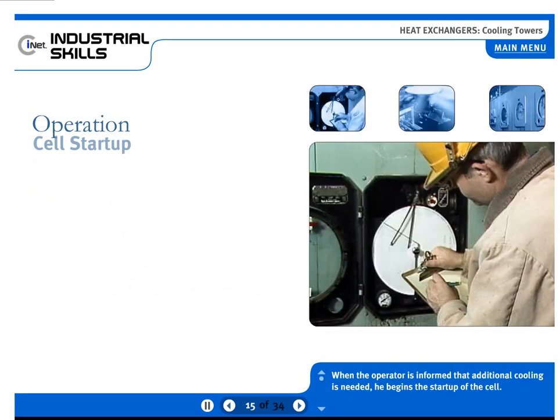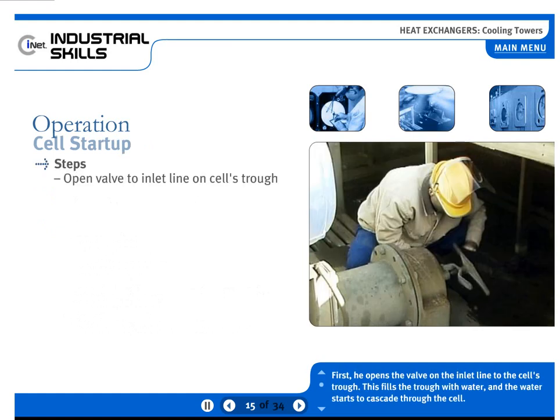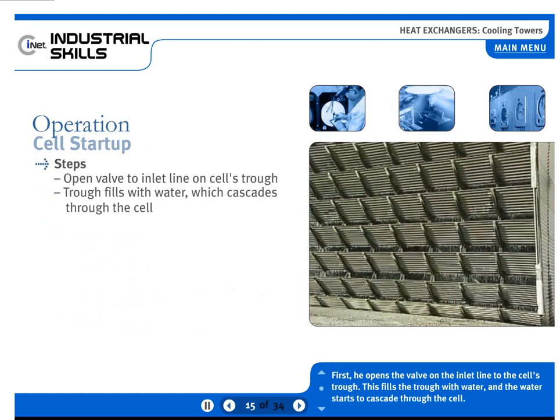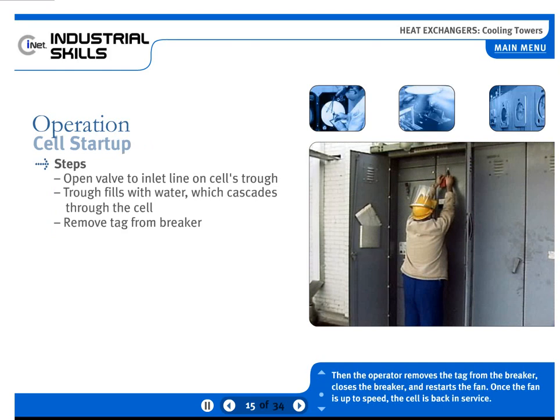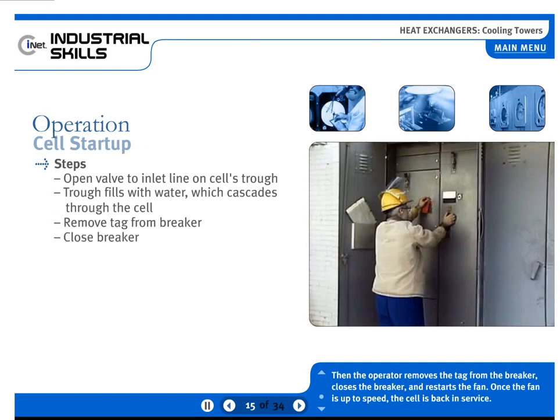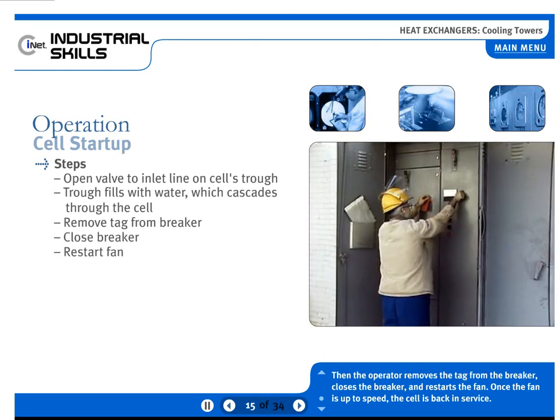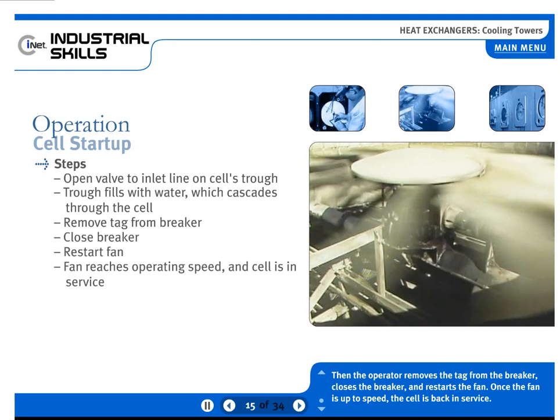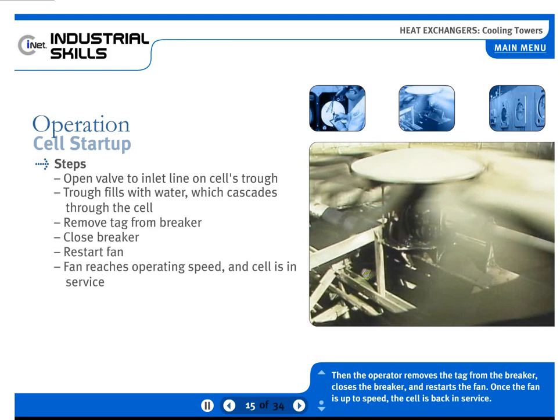When the operator is informed that additional cooling is needed, he begins the startup of the cell. First, he opens the valve on the inlet line to the cell's trough. This fills the trough with water, and the water starts to cascade through the cell. Then the operator removes the tag from the breaker, closes the breaker, and restarts the fan. Once the fan is up to speed, the cell is back in service.